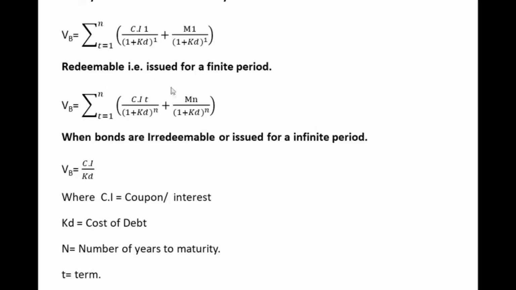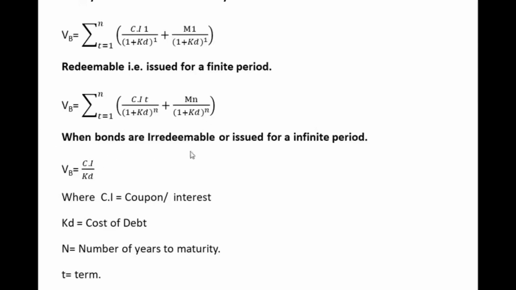Coming to redeemable, the formula remains the same. Since over here the period is 1 year, n is taken as 1. Over here the period is a finite period. It can be 2 years, 3 years, 4 years, 10 years, 20 years, 30 years. We don't know that finite period. That's the reason why we have taken n over here.